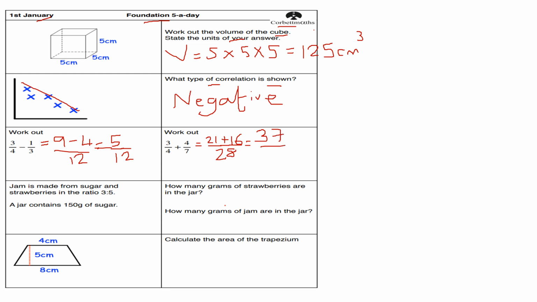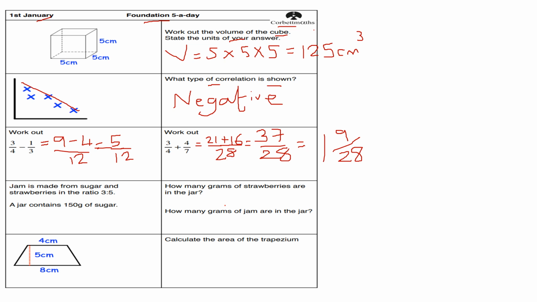37/28. Now this is what I call a top-heavy fraction or an improper fraction. I can write it as a mixed number. That'll be 1 and 9/28, because 28 goes into 37 once with a remainder of 9. The remainder is written as a fraction.